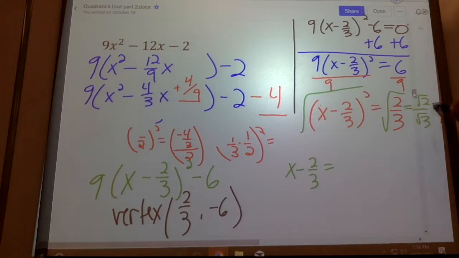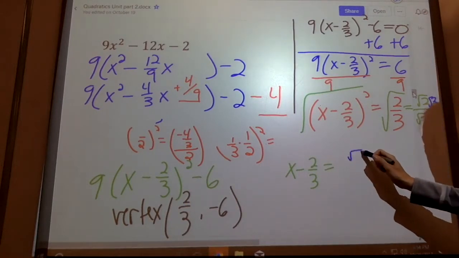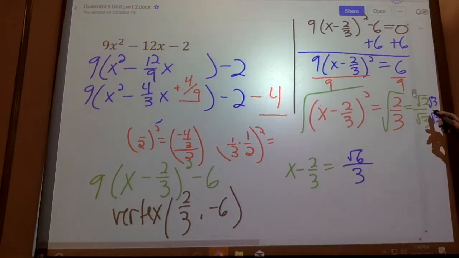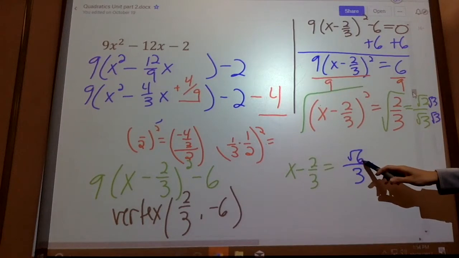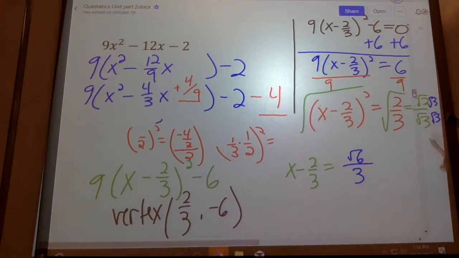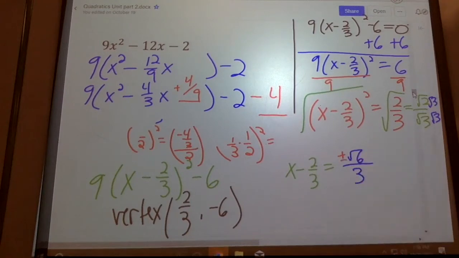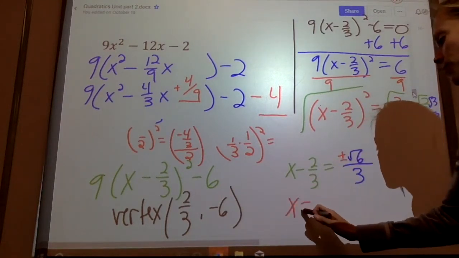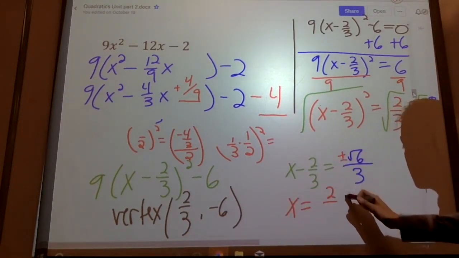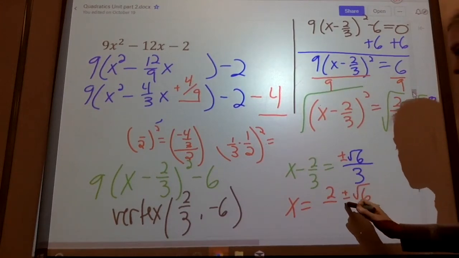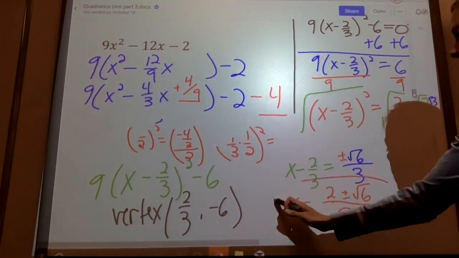So I'm going to multiply the top and bottom times square root of 3. So then I get square root of 6 over 3, because square root of 2 times square root of 3 is square root of 6, and square root of 3 times square root of 3 is square root of 9, which is 3. All right, let's finish it. Plus or minus, right? Add the 2/3, so I get 2/3 plus or minus square root of 6 all over 3. And there's my 2 roots.